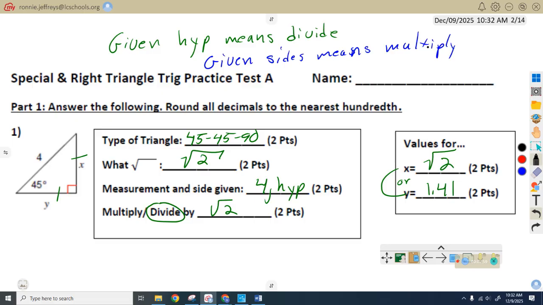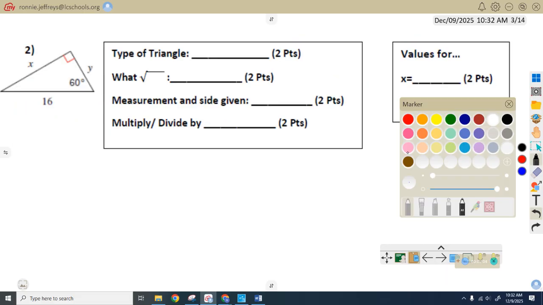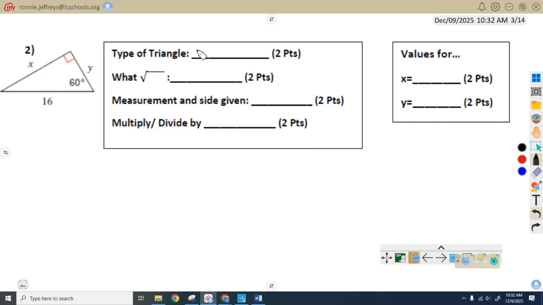So that was number 1. Number 2. All right. Type of triangle: 30, 60, 90. Square root: root 3. Measurement given 16, and it's the hypotenuse. I'm going to divide by root 3, then 2. Okay, so it's kind of a two-parter.